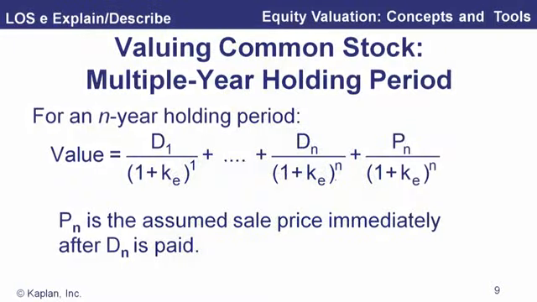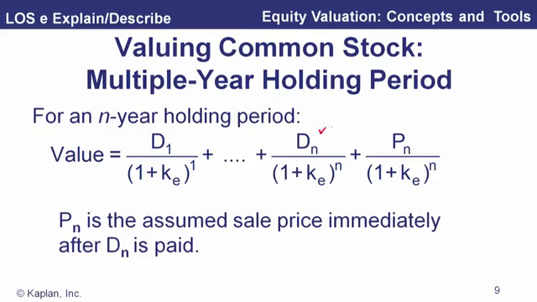So let's look at some present value models here. We're going to value a common stock with a multiple year holding period. This is really just kind of a warm-up calculation. We're assuming we know the price some years from now. Of course, if we knew the price some years from now, that would really help in our stock selection and relative valuation. So PN here is the assumed sales price immediately after this nth dividend is paid.